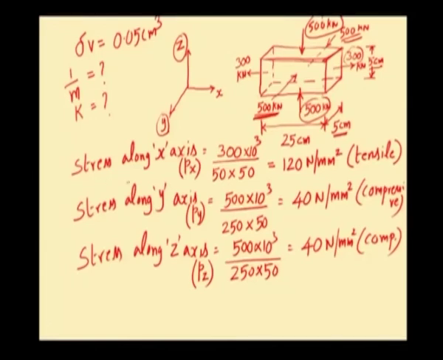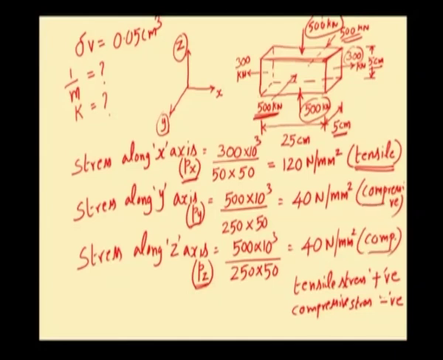If you see the nature of stress acting along the three axes, P x is tensile. Let us once again recollect that all tensile stresses will have positive sign. So, tensile stress will have positive sign and compressive stresses will have negative sign. So, stress along y axis and stress along z axis are compressive in nature, and hence P y and P z alone will have negative sign. P x is a tensile stress and hence it will have a positive sign.